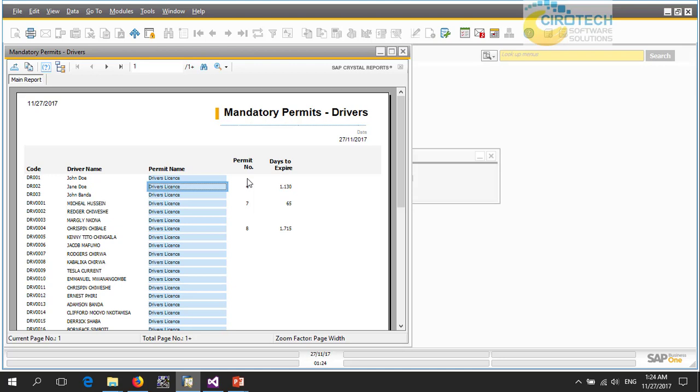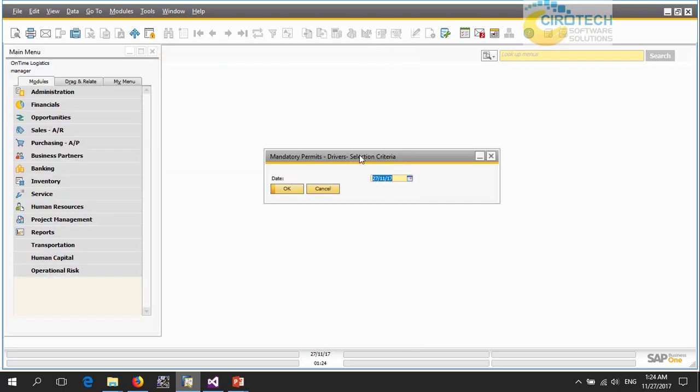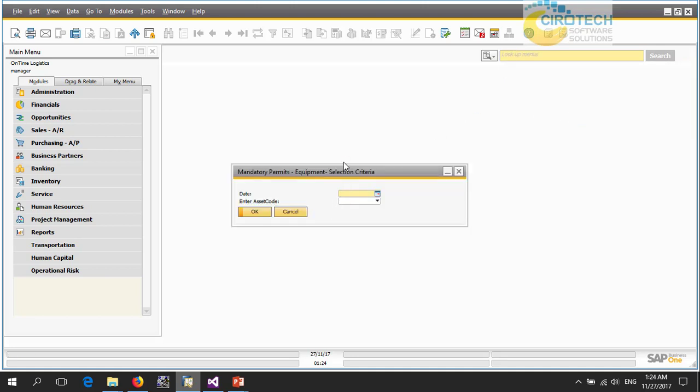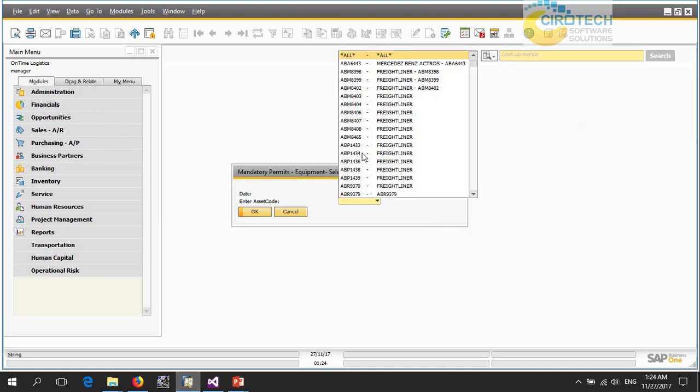Everywhere that it is blank shows us that the driver does not have the permit, the driver's license, and everywhere else shows us how many days we have before the expiry of those licenses. The same report exists for vehicles. We can select a specific vehicle to check for or run it for all of them.